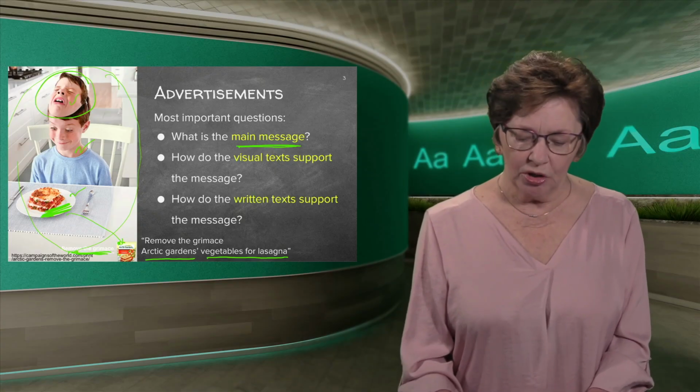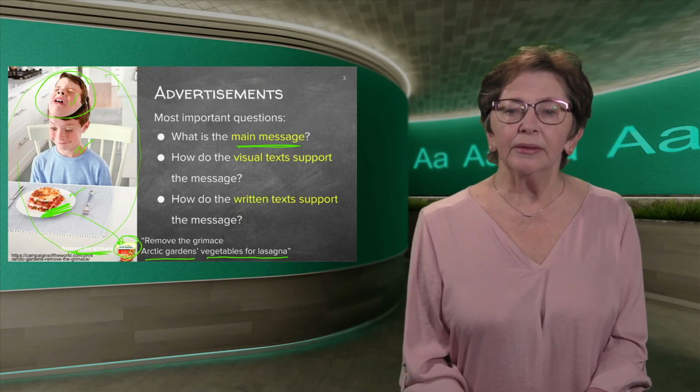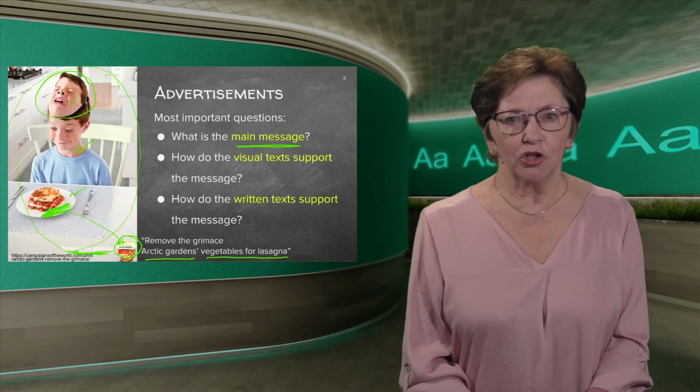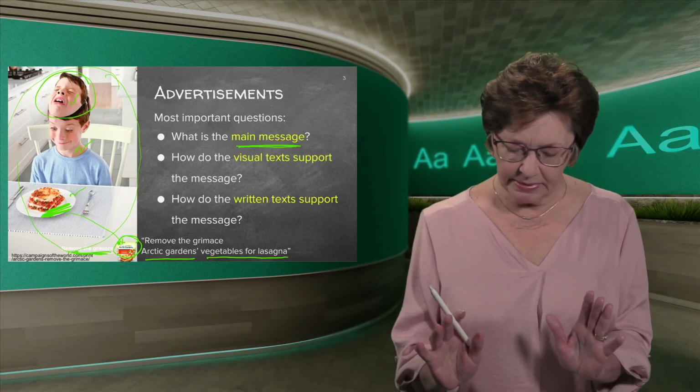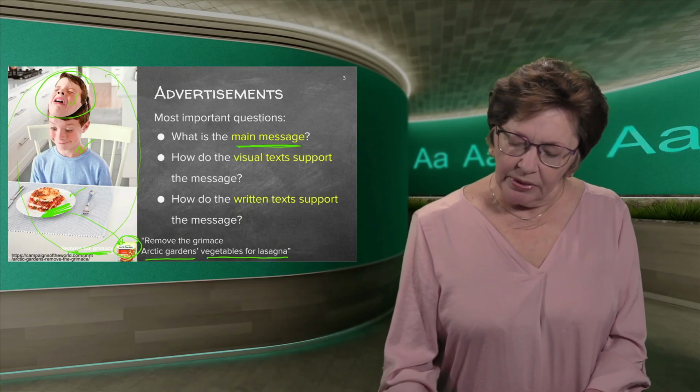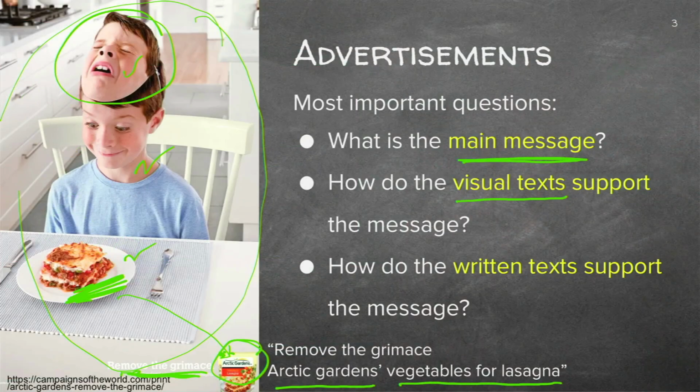All they need to go is to go and buy a packet of this Arctic Gardens vegetable lasagna. Easy as pie. So you can ask yourself how the visual text supports this message. You can then refer to everything we've said here. That's the visual text suggesting that to you. And you can go and ask yourself what the written texts suggest about this.